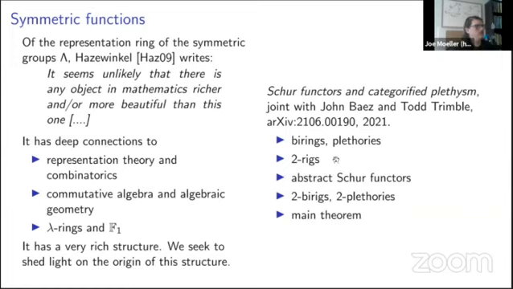I'm going to tell you about some of the structure that this object has before I tell you about how we're going to categorify it. So birings and plethories, and then in order to categorify it, I have to tell you about how I'm categorifying the notion of rings. That's 2-rigs. And then the title of the talk, Abstract Schur functors, is going to be a very important example of a 2-rig. And then I'll categorify the structure into 2-birigs, 2-plethories, and then at the end, the main theorem. And hopefully I can sketch out some of the proof.